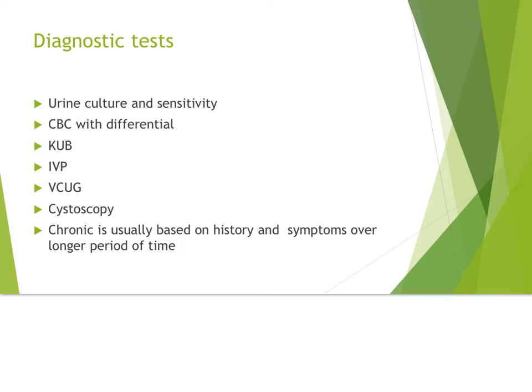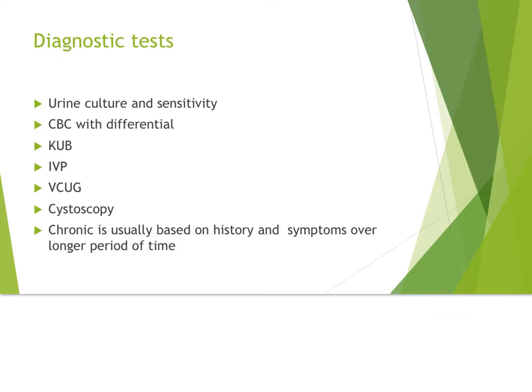We'll certainly look at a CBC, look at a differential. This person's probably going to suffer from leukocytosis, which remember means an elevated white blood cell count, possible increase in neutrophils. We can look at an IVP. We already talked about an intravenous pyelogram. Are there any structural or functional abnormalities of this patient? A KUB looks at the same thing.